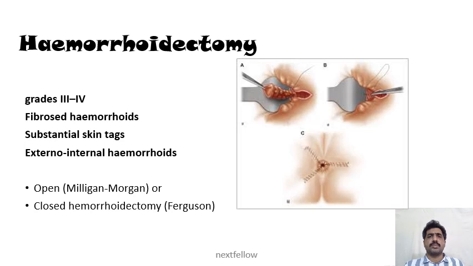Excision hemorrhoidectomy can be offered to patients with grade 3 and grade 4 hemorrhoids and with symptomatic combined internal and external hemorrhoids with prolapse, or for patients with substantial associated skin tags. Either open Milligan-Morgan or closed hemorrhoidectomy, that is Ferguson, can be performed. Both are similar in that the mass is excised and the pedicle is ligated. The difference is that in closed, we suture the edges.